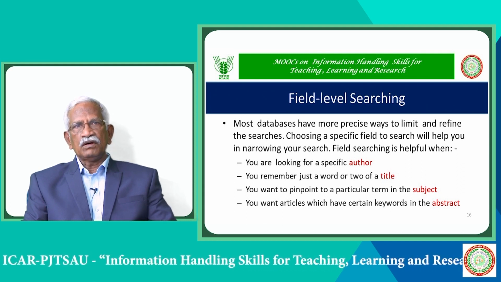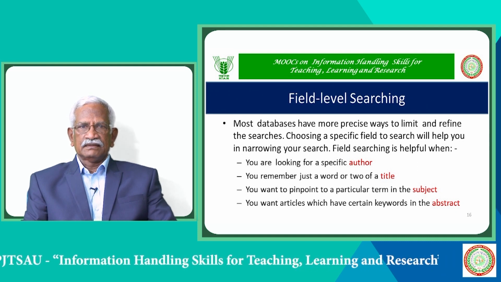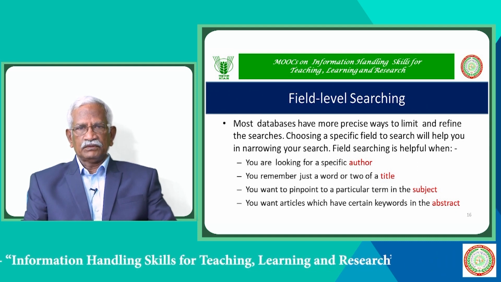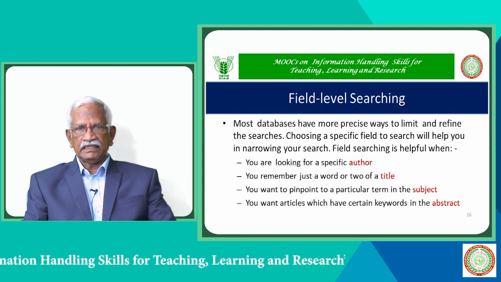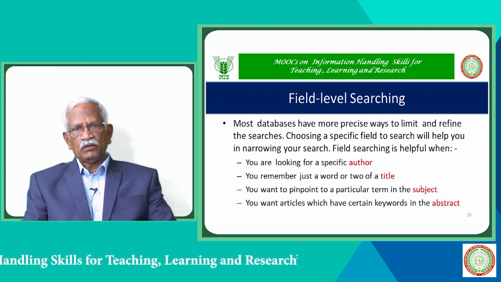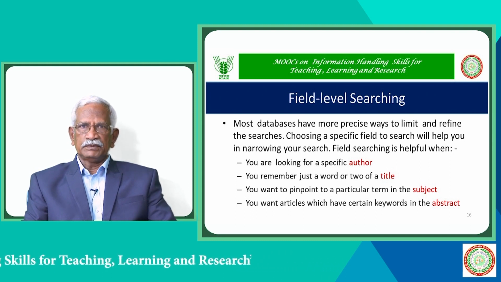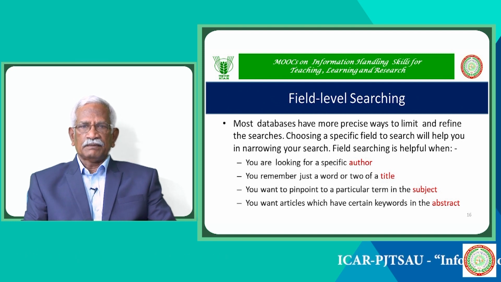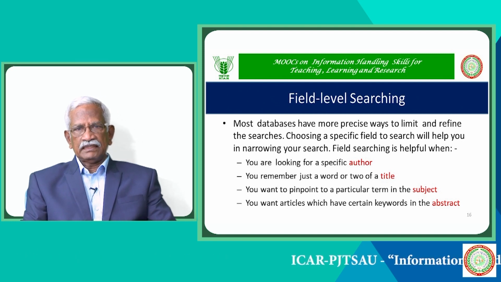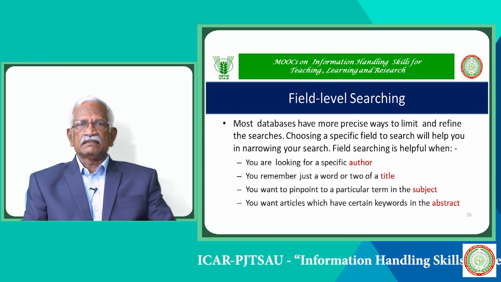Similarly, you know a word in the title, but you don't know the exact title. So, you can use the title field for searching the word. Then you want to pinpoint a particular term in the subject, the term can be searched in the subject field. And you want articles which have certain keywords in the abstract, you use the abstract field searching.